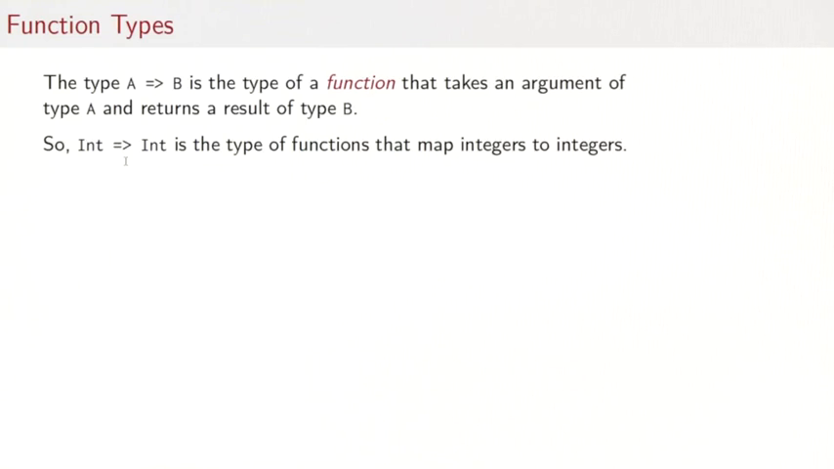One thing that's new here is a function type. A function type is written A arrow B, where A and B are types, and it's the type of a function that takes an argument of type A and returns a result of type B. So for example, Int arrow Int is the type of functions that map integers to integers.